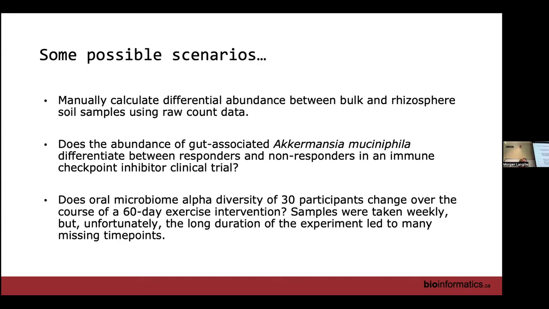So one of our covariates of interest would have to be the sample type. So it'd be a categorical covariate, that would either be bulk or rhizosphere soil samples. Now, one thing that we could do: we know raw count data shouldn't be analyzed as such. We need to control for sequencing depth in this case, right?